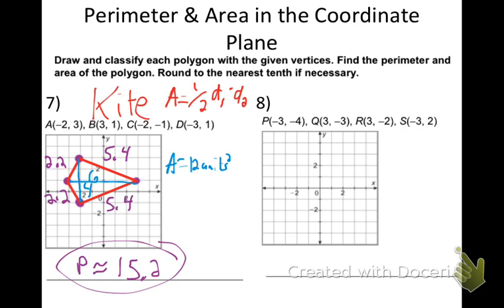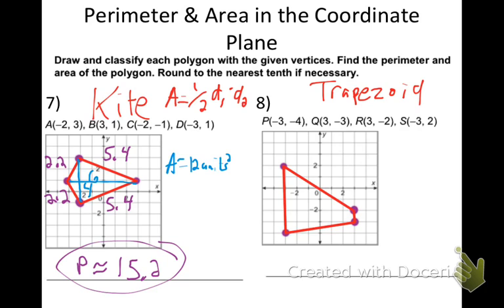And number 8. If you're to plot the coordinates of number 8, you get negative 3, negative 4. And then you get 3, negative 3. And then you get 3, negative 2. And then you get negative 3, 2. And I connect all my dots here. What type of shape do I get? You get a what here? You get a trapezoid. Nice job.